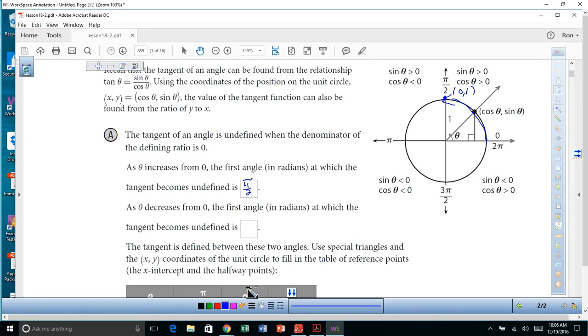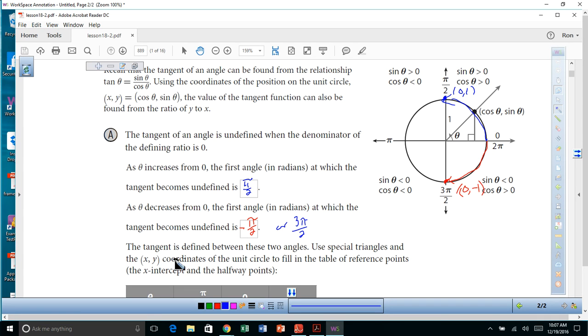As theta decreases from 0, the first angle in radians at which the tangent becomes undefined is, so we start here at 0 and decrease. The first place would be right here, and that's at 0, negative 1. So that's negative pi over 2, or 3 pi over 2 if you go this way. All right. The tangent is defined between these two angles, so it's only defined from here to here.